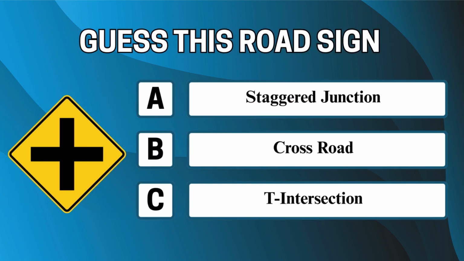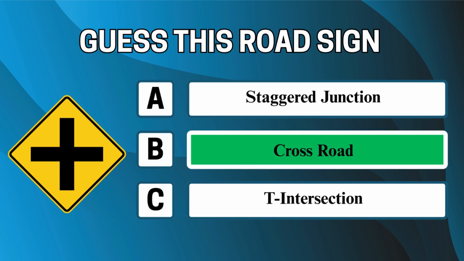Guess this road sign. A. Staggered junction. B. Crossroad. C. T intersection. Well spotted, it is the crossroad sign.